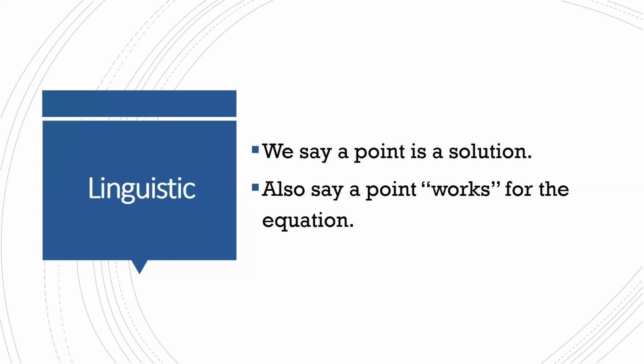Now, I've been saying the point is a solution or is not a solution to the linear equation. Linguistically, oftentimes when I talk about it, we will say the point works for the equation, or a little bit later we'll say the point is on the line. So a point being a solution is the same thing as when I say a point works in the equation or works for the equation.